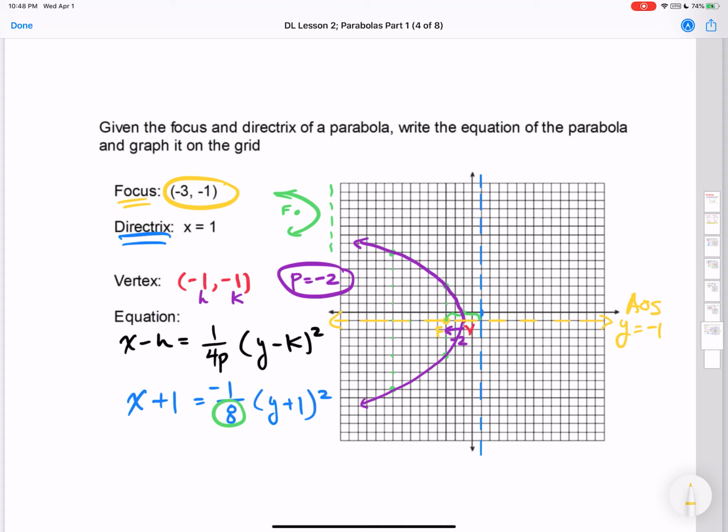All right, so now we know how to graph our parabolas, whether they're horizontal or vertical. We know how to figure out what the vertex, the focus, the directrix, and the axis of symmetry are.